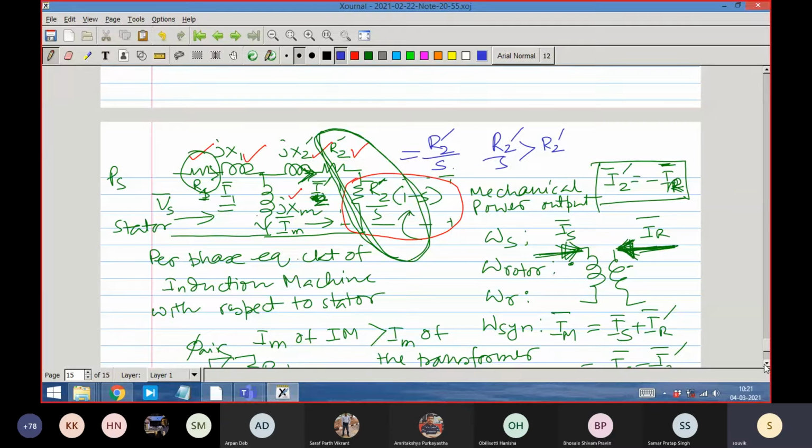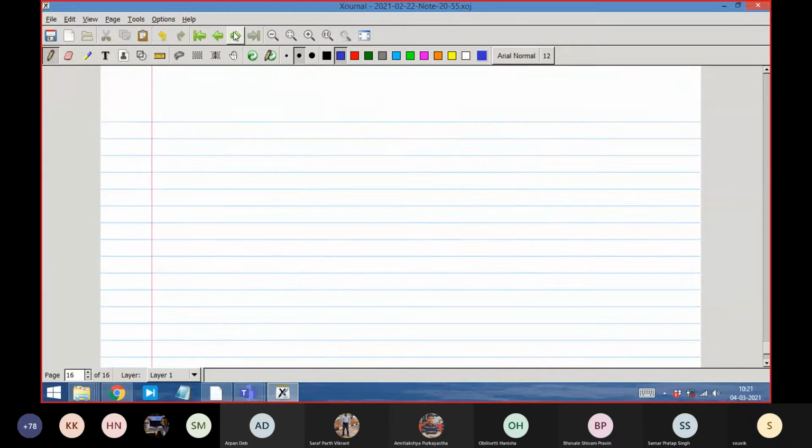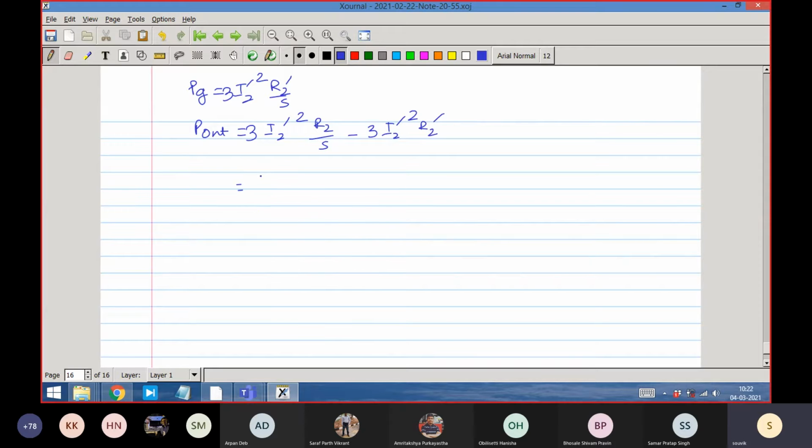PG is equal to, we can say that, let us add another page. Therefore, PG is equal to I2 dash square into R2 dash by S. So therefore, P out is equal to I2 dash square R2 dash by S. I am putting 3 now, just to mean that it is a 3-phase machine. This minus 3 into I2 dash square into R2 dash. So it is equal to 3 into I2 dash square into R2 dash by S into 1 minus S.